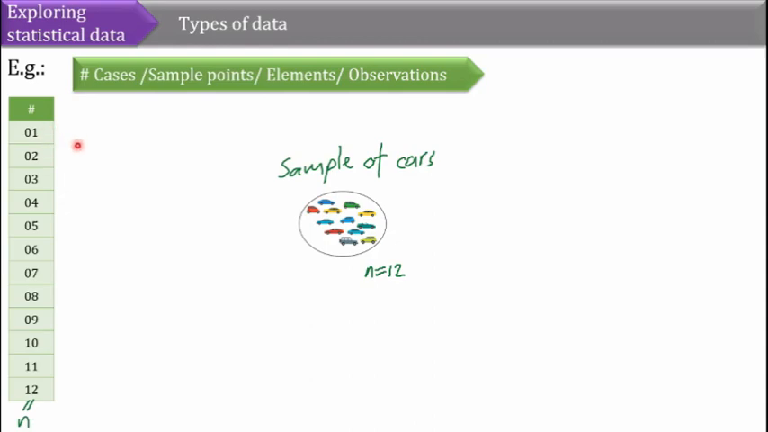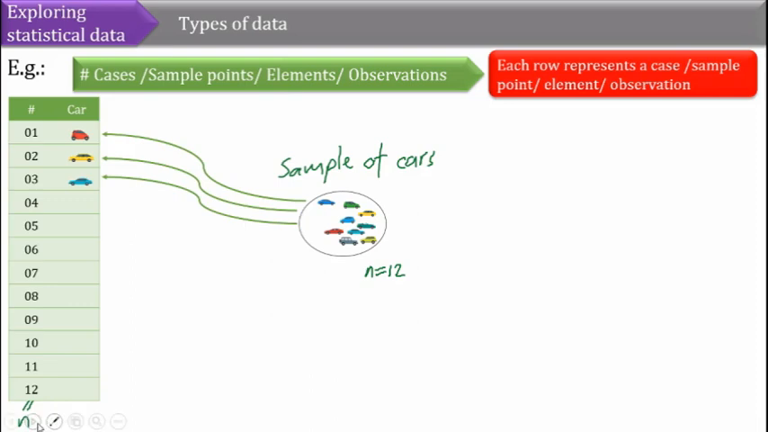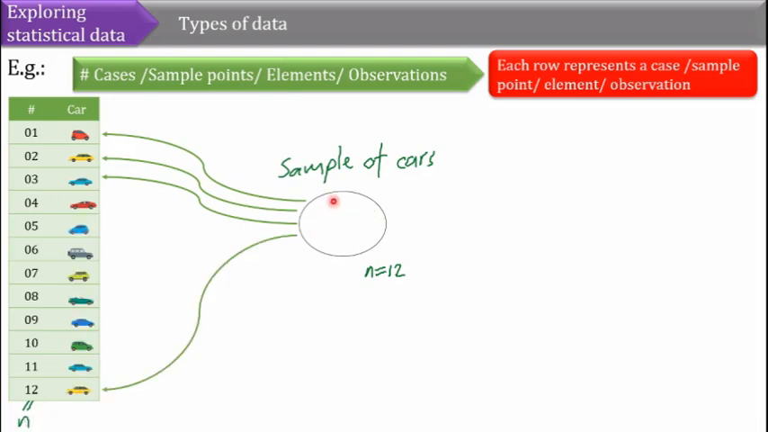Right, so each one of the rows that I'm going to create in my table will represent a case or a sample point or an element or an observation, whatever you want to call it. Each row will be a sample point because each row will represent one of these cars, and within that row we will have things describing those cars. In other words, we'll have the data for each car within each row. Right, so I'll start off now by putting the cars in no specific order in the table. Okay, so I've moved it from my diagram to my table.